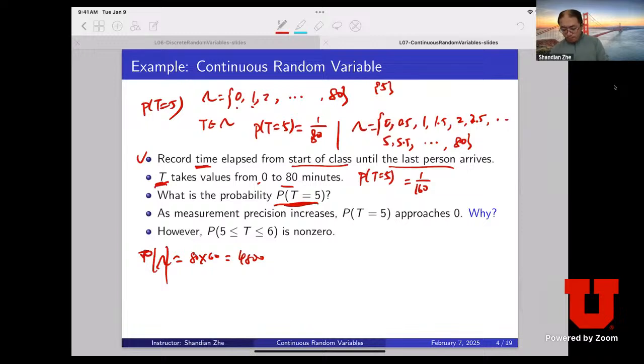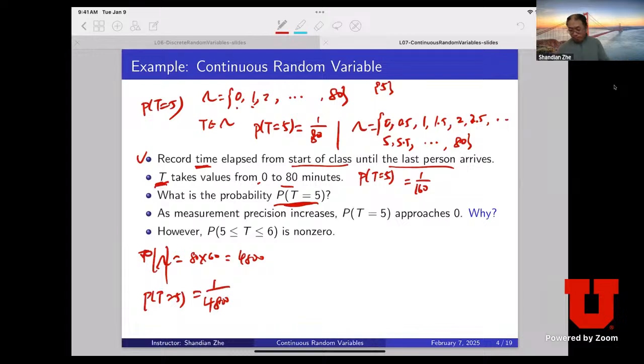Then in this case, what's the probability of t equals to 5? 5 minutes means that 300 seconds, right? Then what's the probability? Yeah, 1 over 4,800, right? So that things become more and more crazy, right?